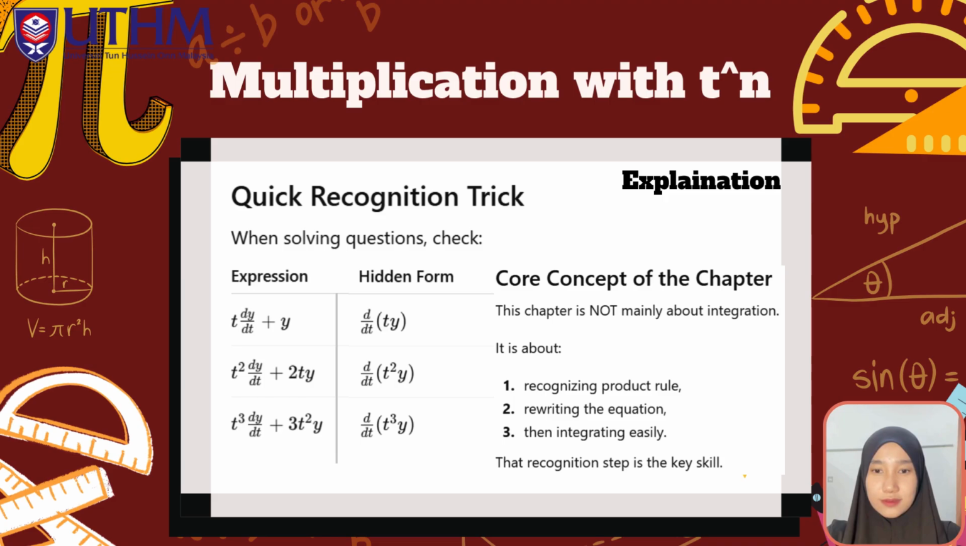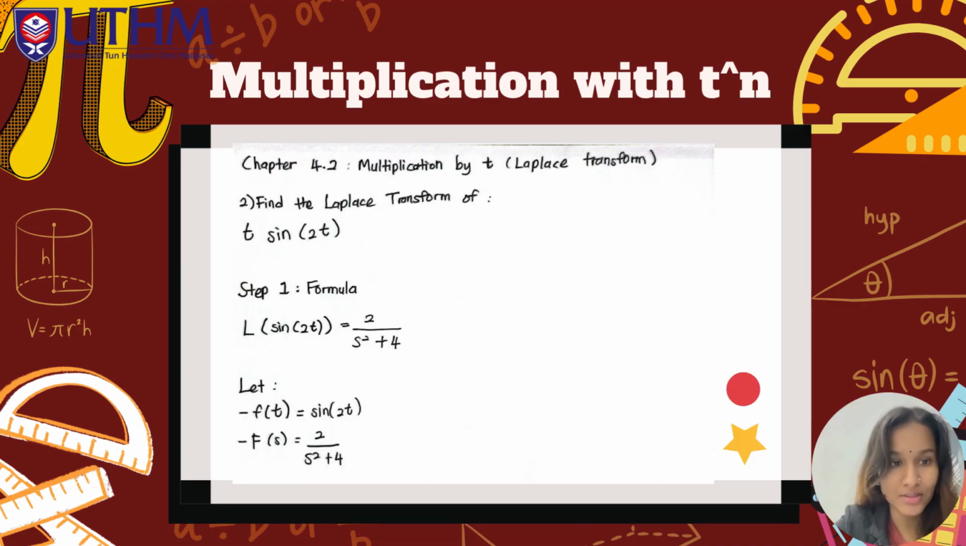Thank you. Now let us look at another example involving the multiplication by t property in Laplace transform. So the question is to find the Laplace transform of t sine 2t. First, we have to recognize that the function contains t multiplied by another function, sine 2t. So this tells us to use the multiplication by t property, which states that multiplying by t in the time domain corresponds to differentiating the Laplace transform in the s domain.